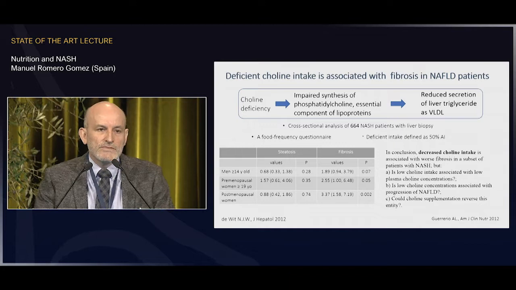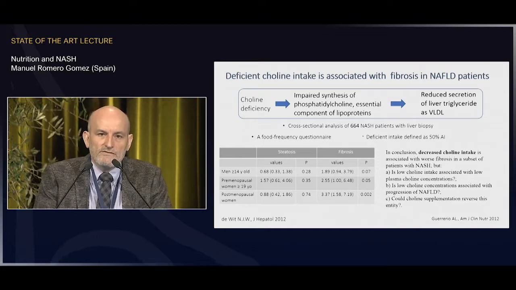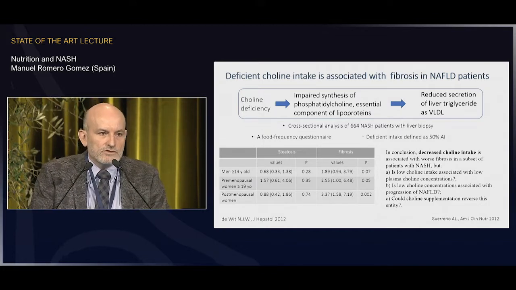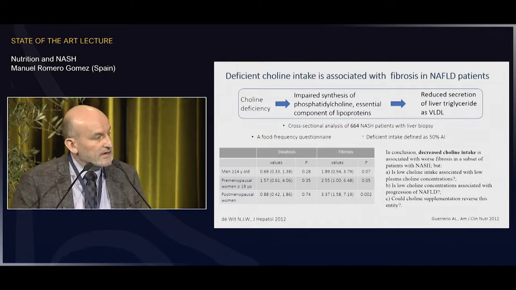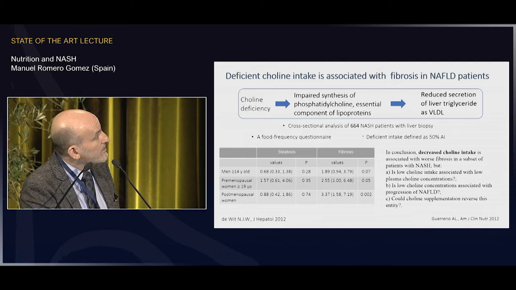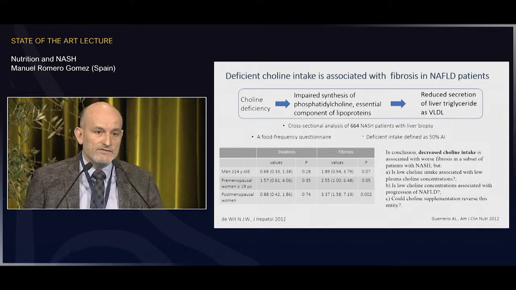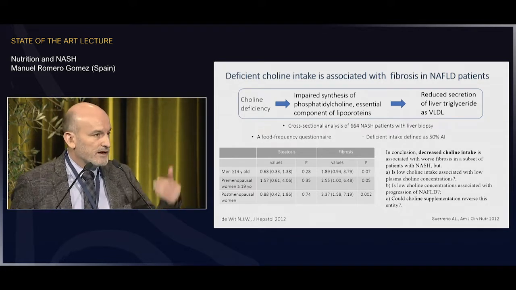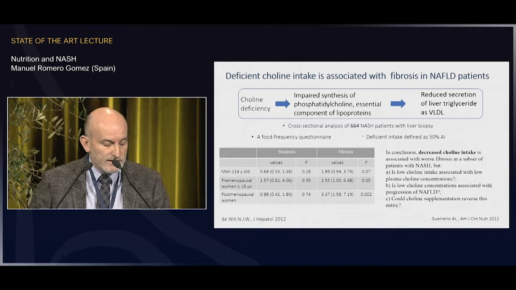Choline is also a nutrient that plays a major role in NAFLD. Perhaps one of the most commonly used animal models was choline deficiency. When you have choline deficiency, you impair phosphatidylcholine, an essential component of the lipoprotein, and reduce the secretion of VLDL. That means we are storing triglyceride.